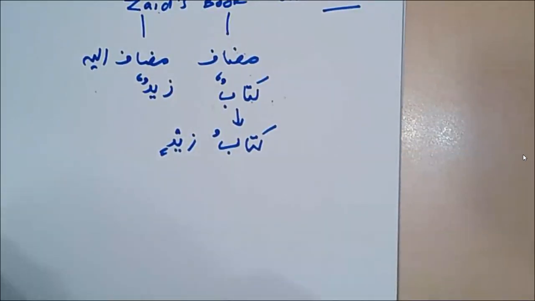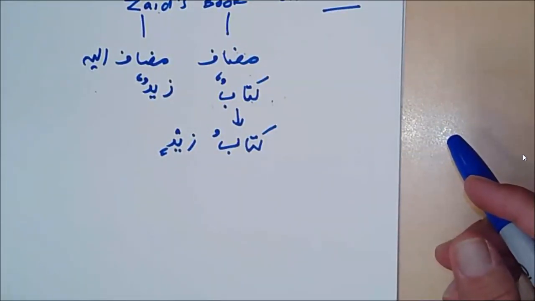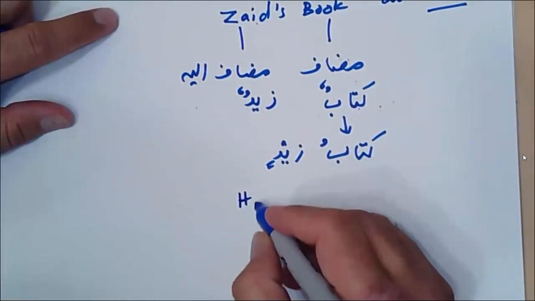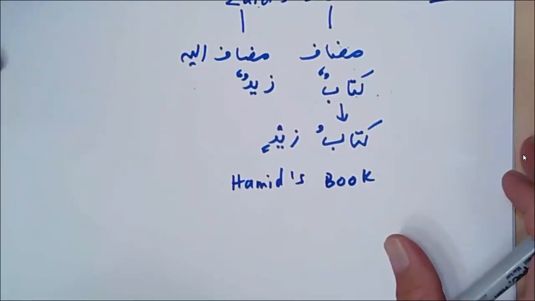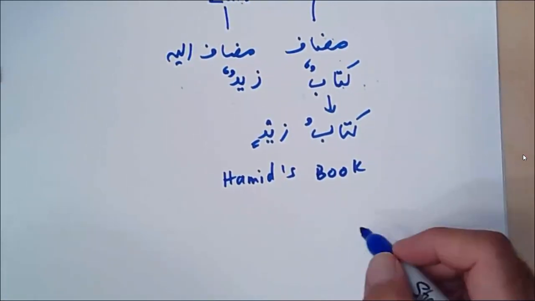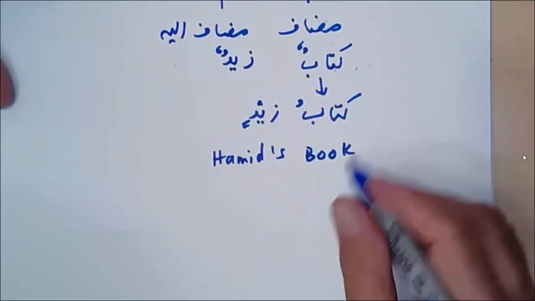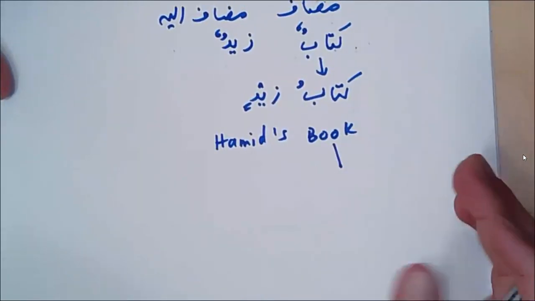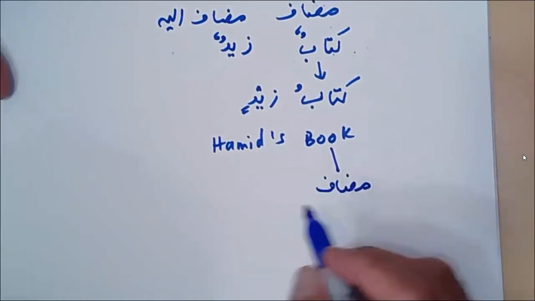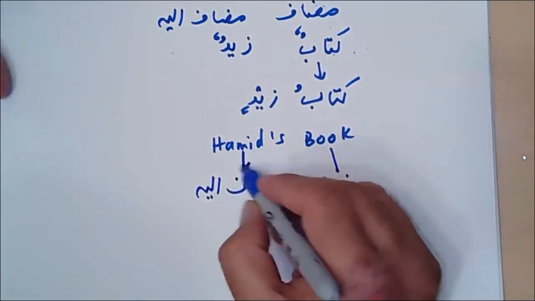Okay, let's take a look at another example. If I have to say Hamid's book, who can translate this for me now? Kitabun Hamidi. Hamid. You said Kitabu Hamidin? Okay, let's do this simple. When we are learning something new, the simple thing is first we identify the parts. So what is book? Kitab. Is it muzaf or muzaf ilay? Muzaf. Very important part is to understand which one is muzaf and which one is muzaf ilay. Okay? Is that good? Hamid is muzaf ilay and book is muzaf.